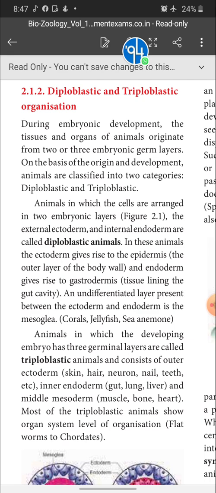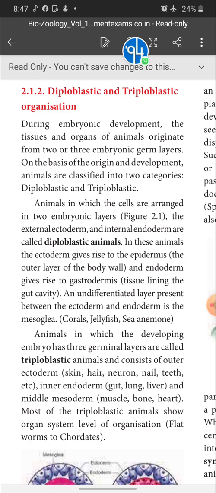This morula consists of a group of cells. These cells are arranged in layers, as in diploplastic and triploplastic animals. If the cells are arranged in two layers, called ectoderm and endoderm, then from these two layers the cells develop into organs. If there are three germ layers, like ectoderm, endoderm and mesoderm, the cells of these three germ layers develop into organs and form a whole organism.